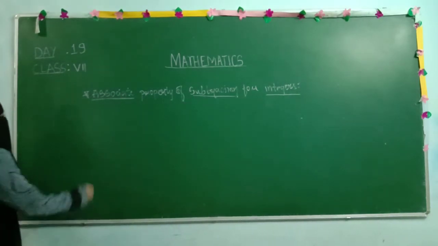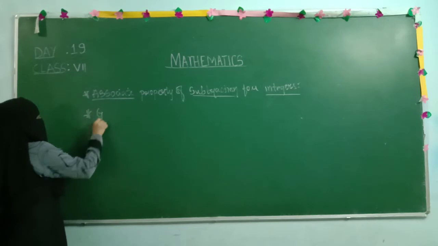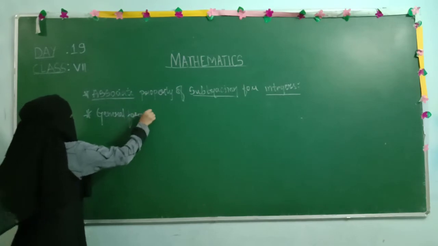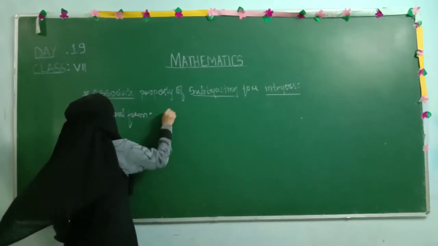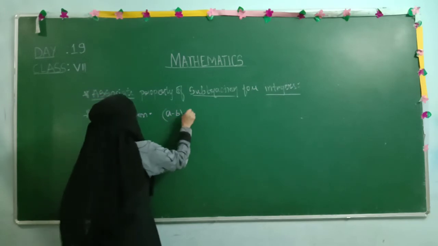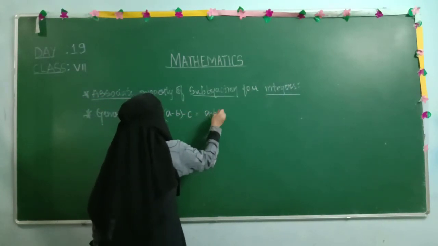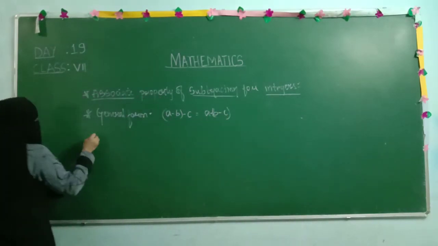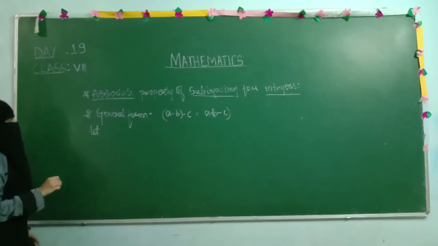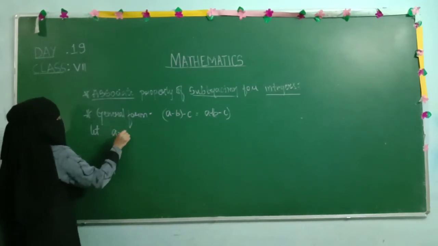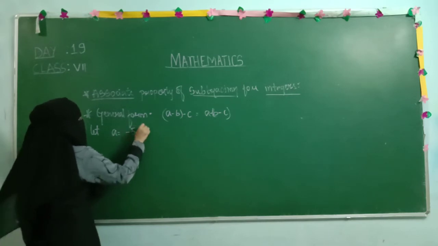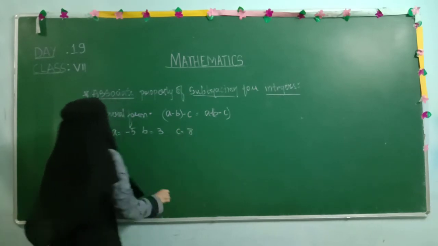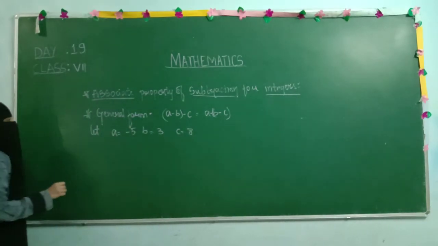Immediately after writing this we need to go for the general form. Everybody knows how to write the general form: a minus b minus c equals a minus b minus c, that is, a minus of b minus c. Now after writing this we need to choose our own integers. So a equals, suppose, minus 5, b equals 3, c equals 8. Any numbers you can choose. One negative I have taken, two positive.